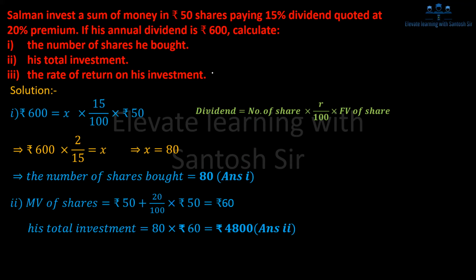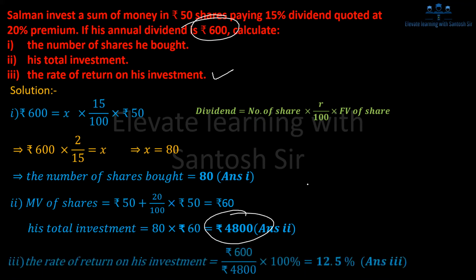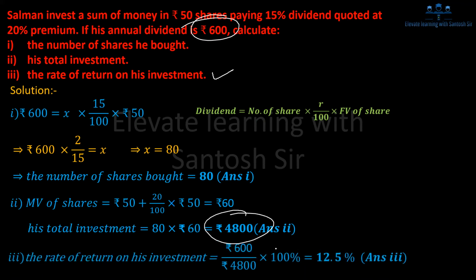Let's come to the third part, rate of return on his investment. We know his investment, we know his income. So let us find the rate of return on his investment, which will be income upon investment into 100. 6 times 1, 6 times 8. So 100 upon 8 is 12.5. So we can get it as the rate of return is 12.5%.